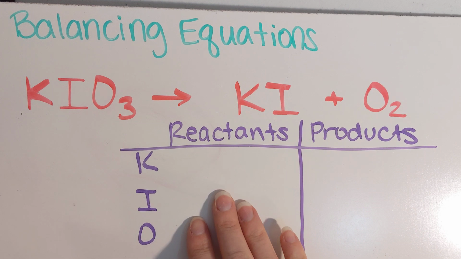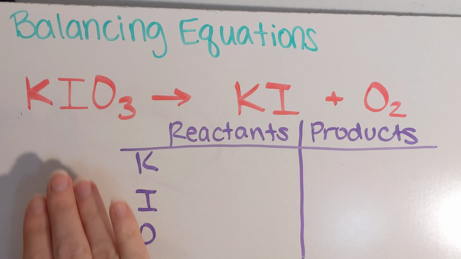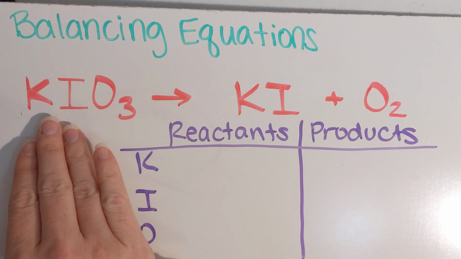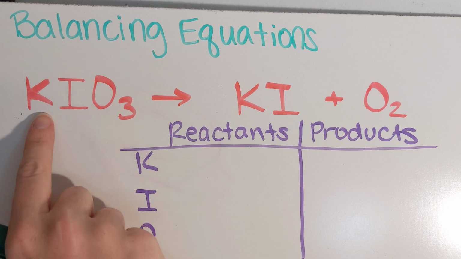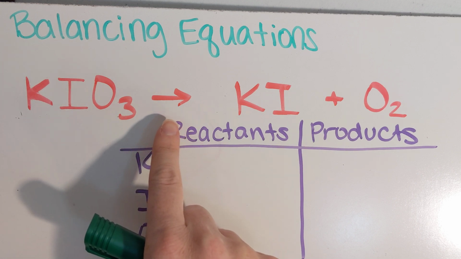When we're talking about balancing equations, we're really talking about the number of atoms that I start with. I have to end with the same number of atoms. Okay, so let's look at an example. I have this compound here, KIO3, and then I have the arrow.